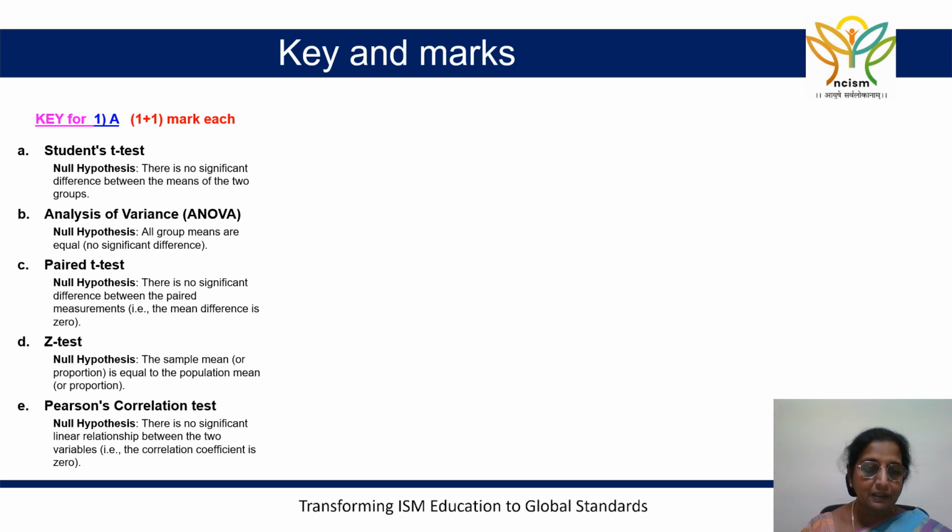Coming to the D part, the answer is Z test. The null hypothesis should be the sample mean or proportion is equal to the population mean or proportion. Coming to the last subdivision, the answer is Pearson's correlation coefficient test. The null hypothesis is there is no significant linear relationship between the two variables, that is the correlation coefficient is 0. Now we shall see the answer for the B part.